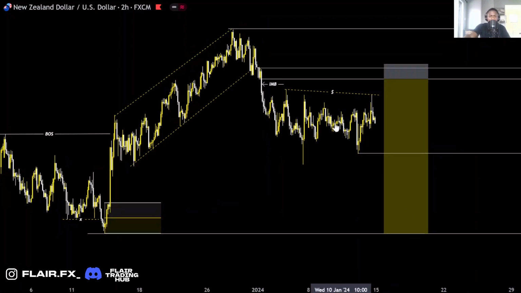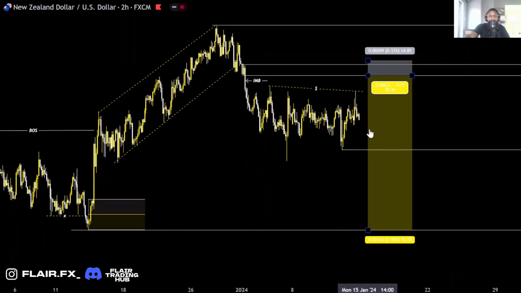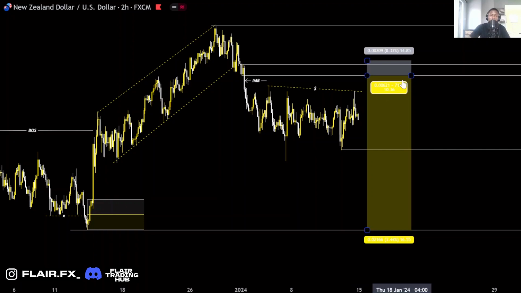So yeah, my anticipation with NZDUSD this week is that we can relatively see it playing, and then eventually tapping us in so we can push all the way down, right?